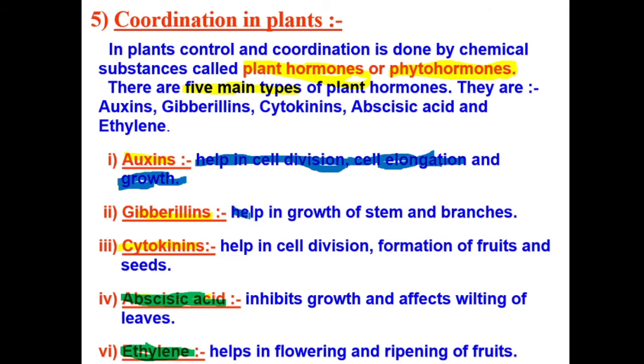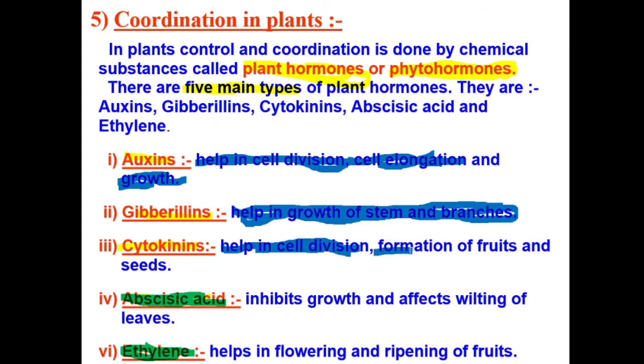How do gibberellins work? They help in the growth of stem and branches. Cytokinins, what do they do? They also help in cell division, and in the formation of fruits and seeds. So that is the function of auxin, gibberellin and cytokinin.